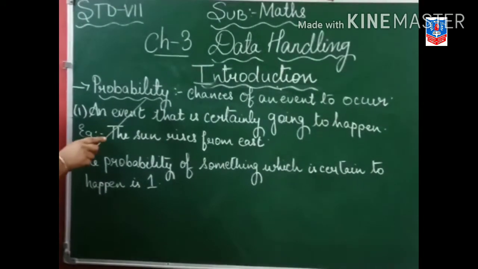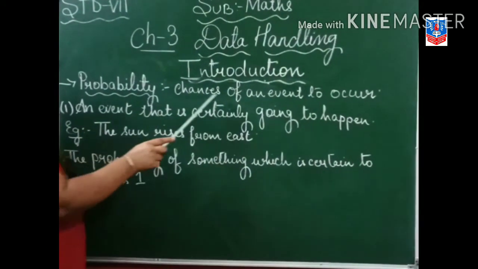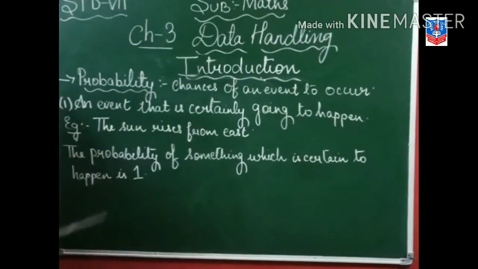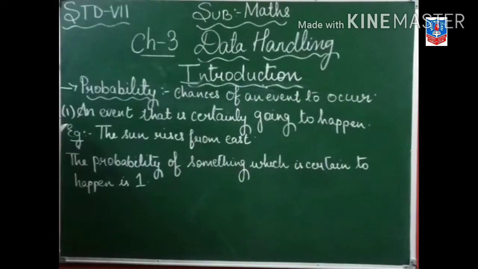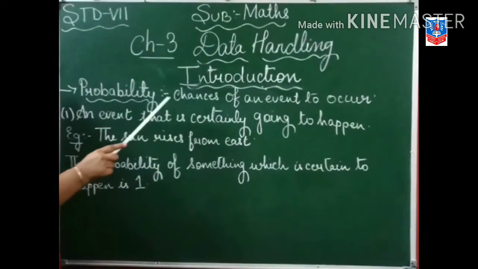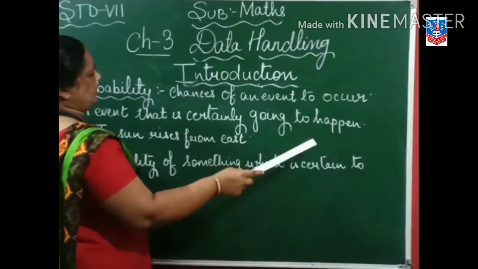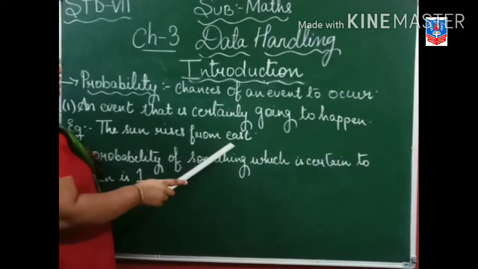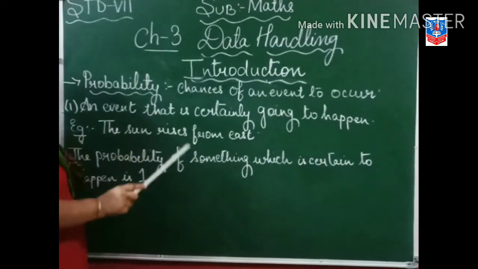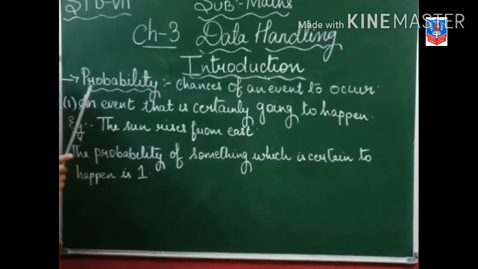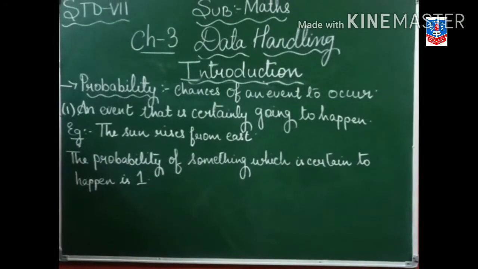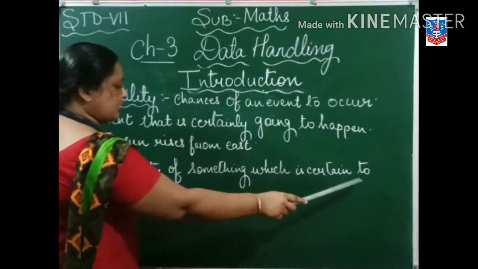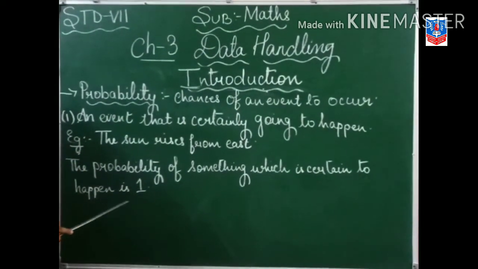Next is probability. It means chances of an event to occur. Now see, there are 3 types of events. One is an event that is certainly going to happen. Example, the sun rises from the east. We all know the sun rises from the east only. It will not rise from the west. That means the probability of something which is certain to happen is 1.